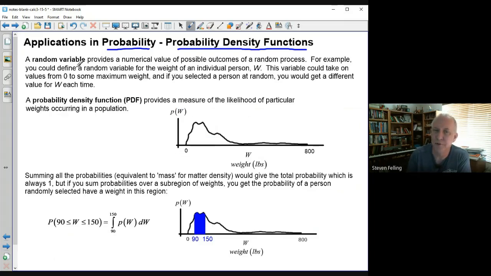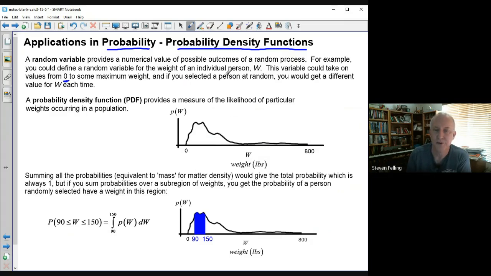So if you have a random variable that provides a numerical value of possible outcomes of some sort of random process, let's say like you defined a random variable for the weight of an individual person. So if you selected a person at random from, say, the United States, W would be a random variable that contains their weight. And we expect the value in this random variable to vary from person to person when we take different samples of people, right? And maybe this variable could take on anything from 0 or almost 0 to some maximum weight. Like most people weigh somewhere between 0 pounds and 250 pounds, although a few people weigh up to, say, 800 pounds or something like that.